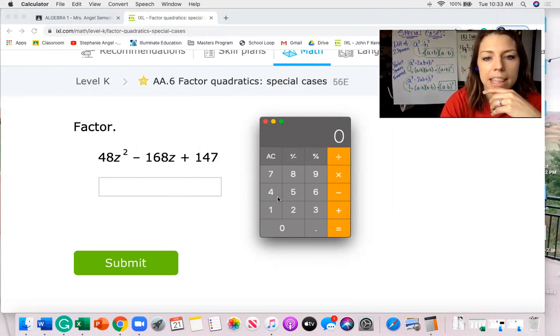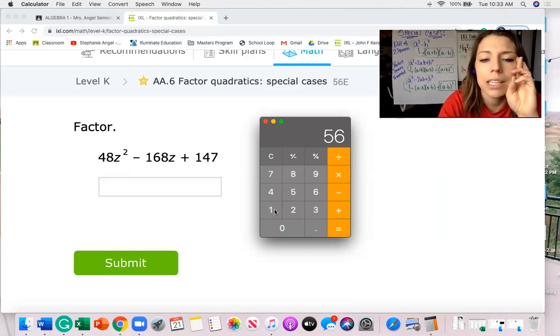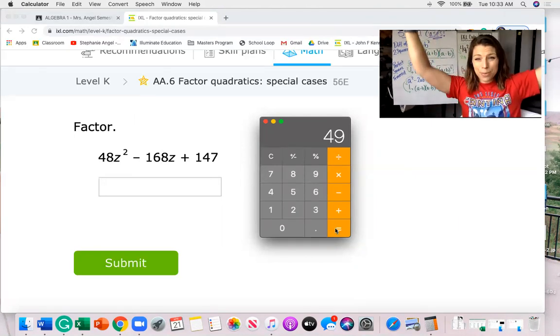Let's see. Ooh, how about this? I think 16 goes into 48. 16 is a perfect square. It goes into it 3 times. Okay, so that means to turn this into 16, which would be a perfect square, I have to see if both of these numbers are divisible by 3. Let's see. 168 divided by 3. Ooh, that works. Okay, fingers crossed. 147 divided by 3. Yes, and we ended up with another perfect square.